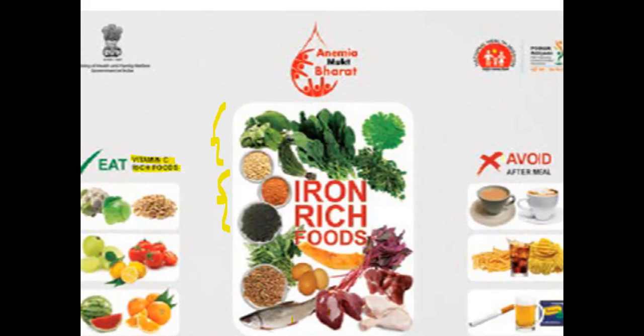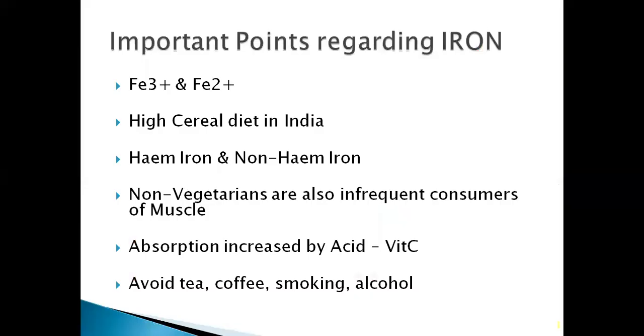And there, the right side of the poster talks about what should be avoided after meal. So there is tea, there is coffee, there are soft drinks and high sugar containing foods. Beg your pardon, there is cigarette. There is alcohol, and there are the mint preparations. Why? How? We will talk about this. So these are important points regarding iron, which should be part of iron-based health education as far as possible.